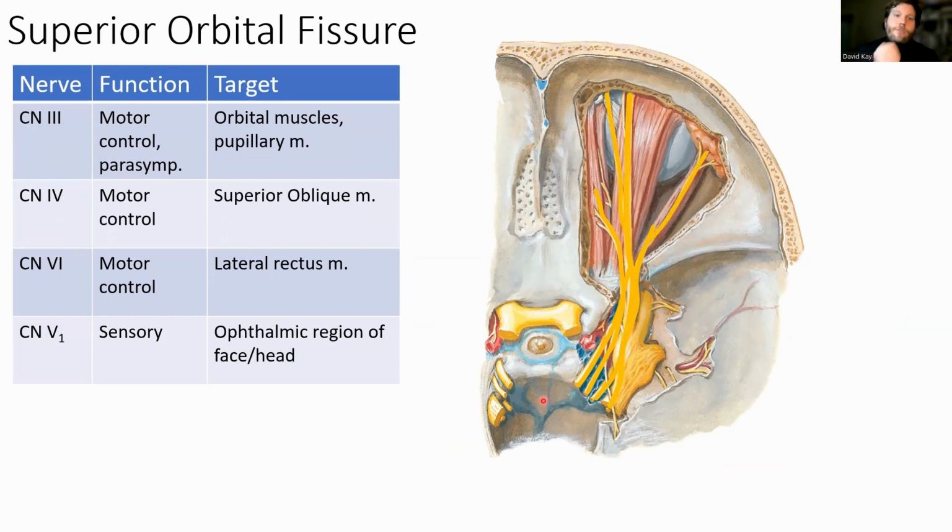Additionally, you have the ophthalmic division of the trigeminal nerve. This is a sensory portion that innervates the ophthalmic region of the face and head, including a large list of structures. It's purely sensory, though.